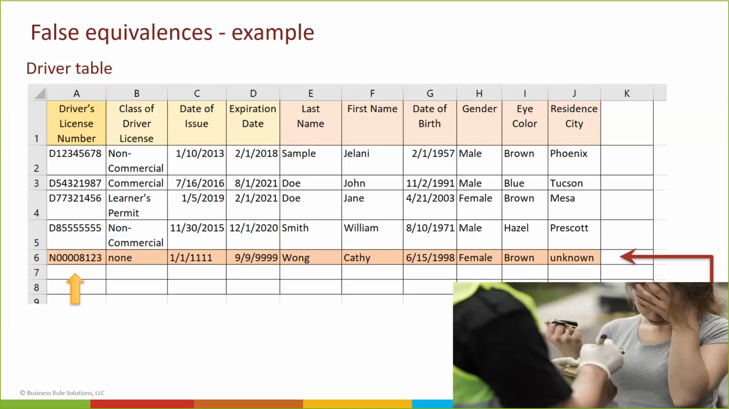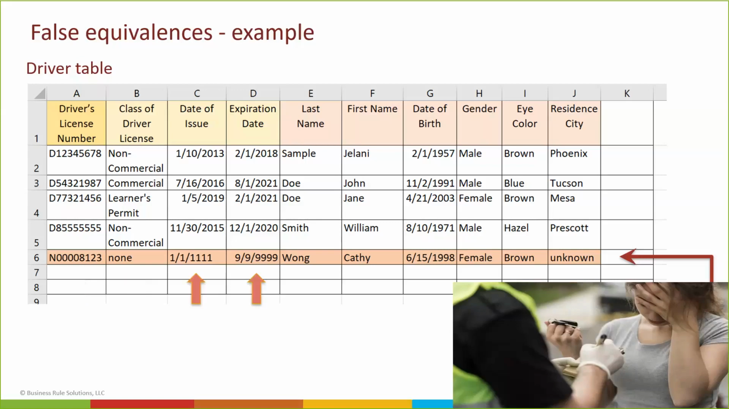Second, we've created a class of driver's license that isn't a class of driver's license. We called it none. That's not really a class of driver's license. And that creates more data pollution. Third, until now, a resident city was probably mandatory for all people with a valid driver's license. We could probably count on knowing their city of residence if they have a valid driver's license. But for Miss Wong, we may not even know what state she's from or what country. And it gets worse.